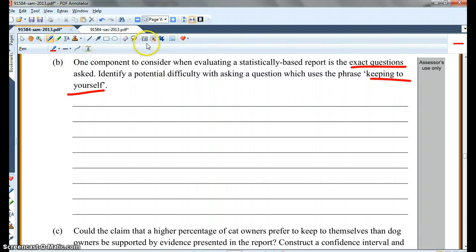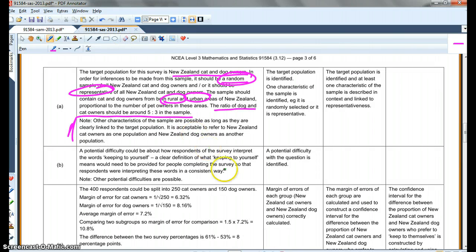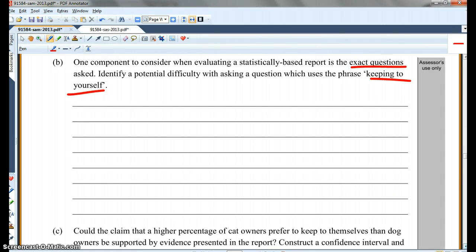And if you're at home, do you have friends over? So how many people do you normally have contact with in a week? For example, someone might say they keep to themselves, but work with 200 people every day. And so at home, they keep to themselves. A clear definition of what keeping to yourself means would need to be provided for people filling it out. Otherwise, you're not going to get a consistent response.